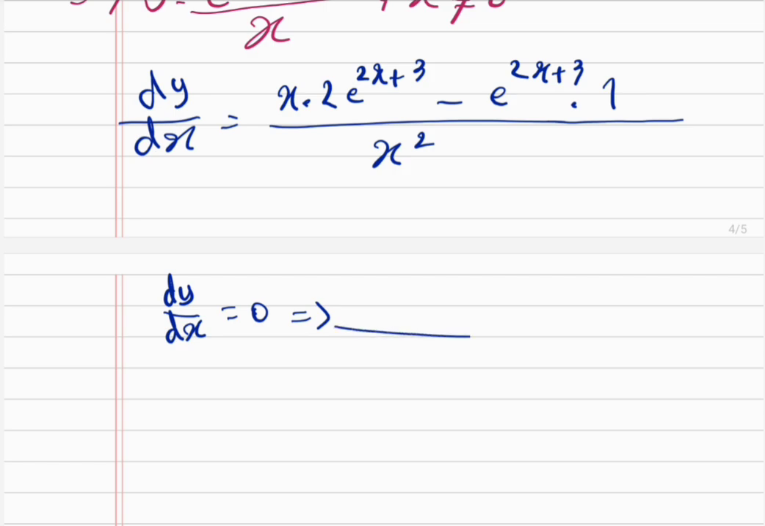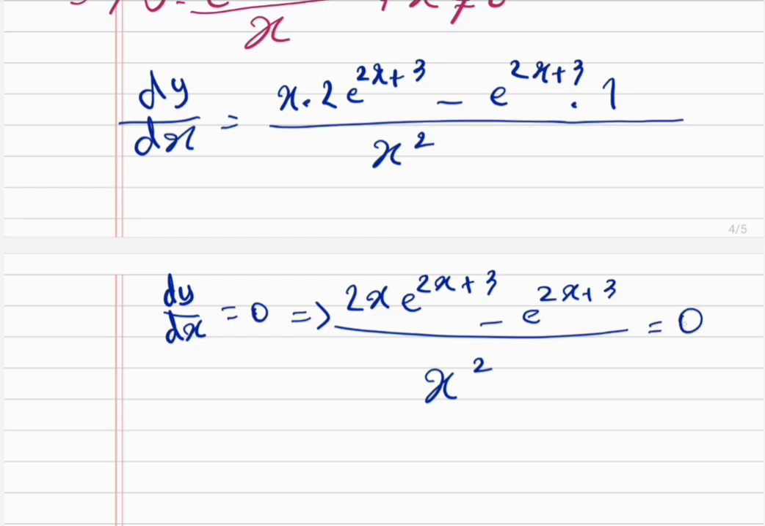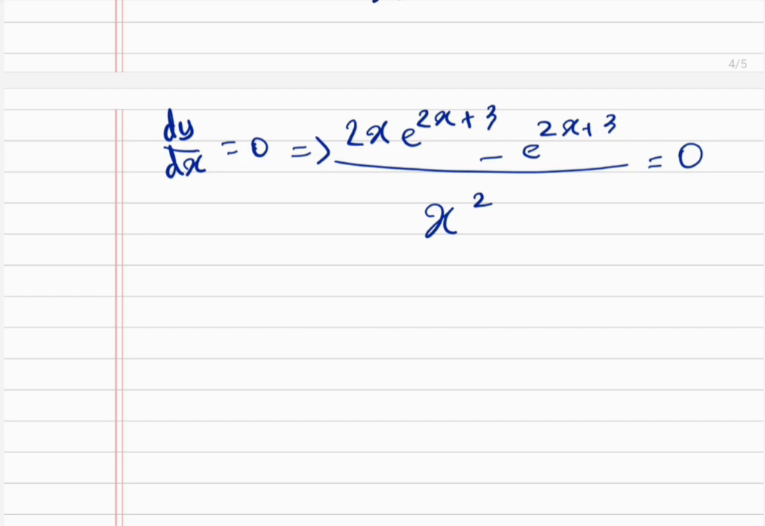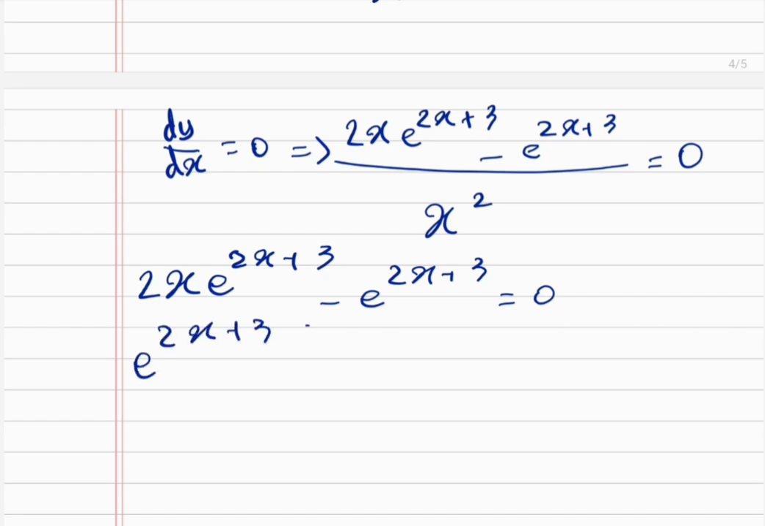So let's do that. We are going to have x squared, then on top it's 2x e to the 2x plus 3 minus e to the 2x plus 3 is equal to 0. So we do a cross multiplication, and that cancels out the x squared on the denominator. So we are going to get 2x times e to the 2x plus 3 minus e to the 2x plus 3 is equal to 0. We can factorize this, so take a factor of e to the 2x plus 3, then it's going to be 2x minus 1 is equal to 0.